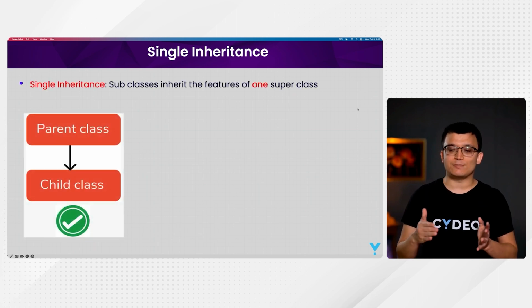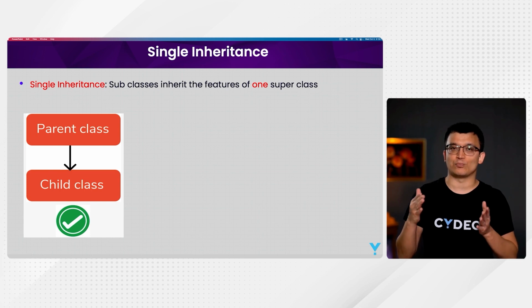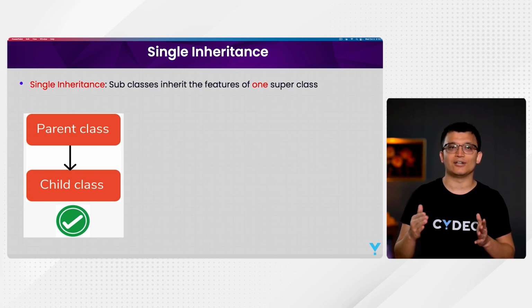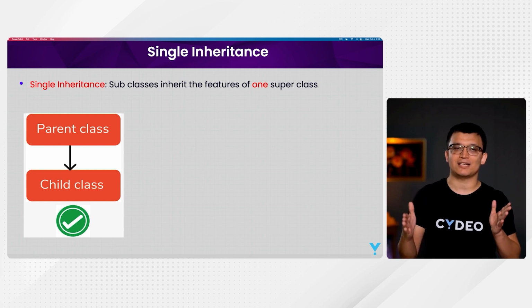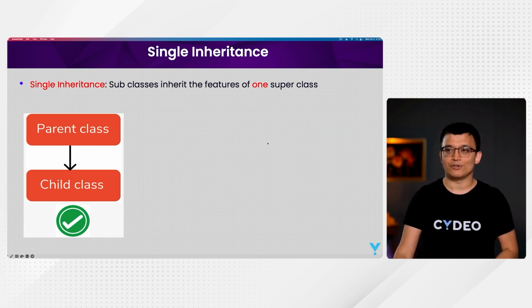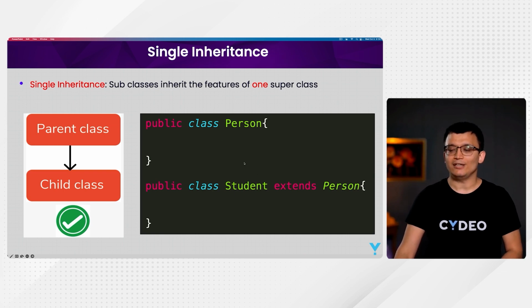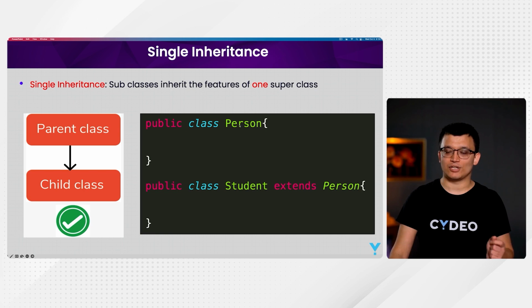First of all, single inheritance means a subclass inherits the features of one superclass. Okay. Whenever a subclass is only inheriting from one parent class, one superclass, then there is a single inheritance relationship between that parent class and that subclass. For example, if there is a class named person and this person class is extended by one class only, which is student, then the inheritance relationship between person and student would be single inheritance. So person is the parent class and student is the child class. And this is a single inheritance.